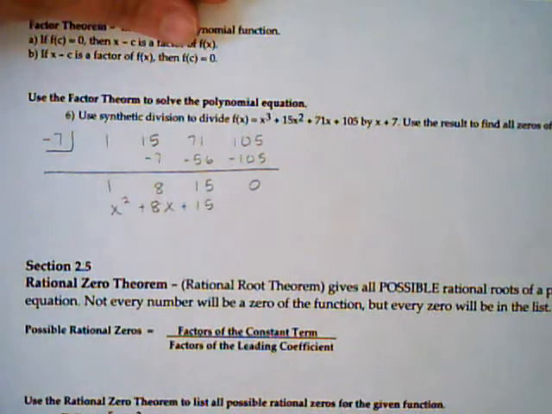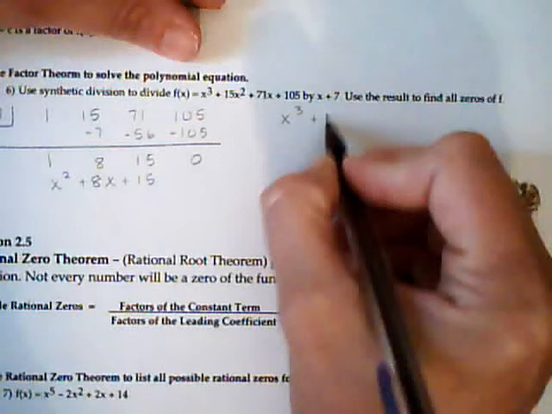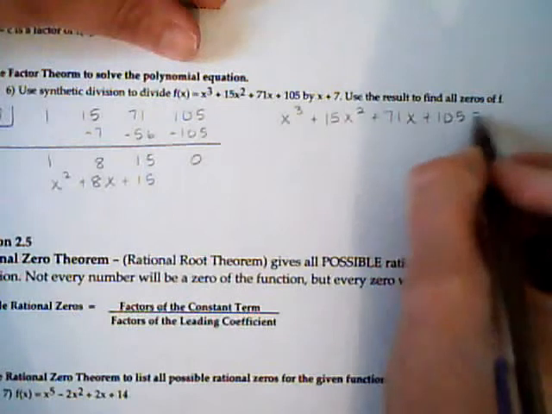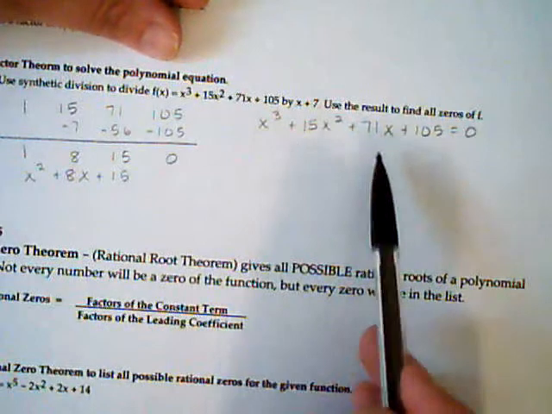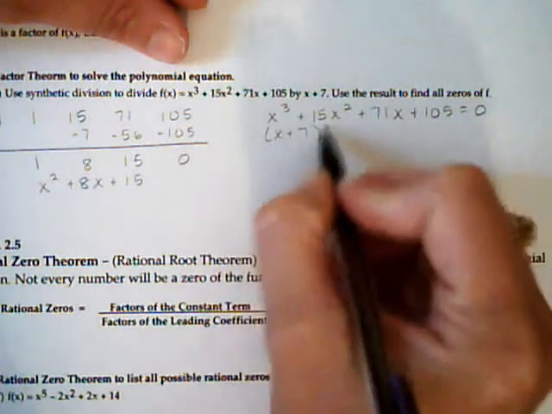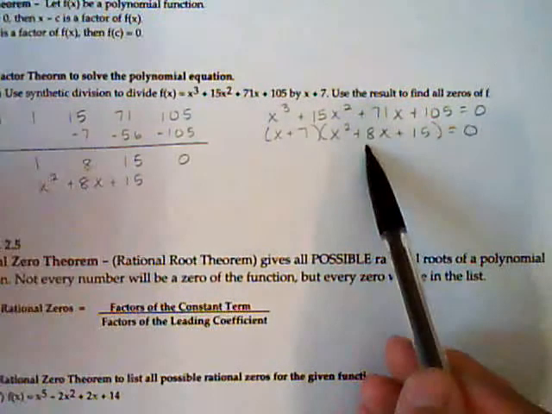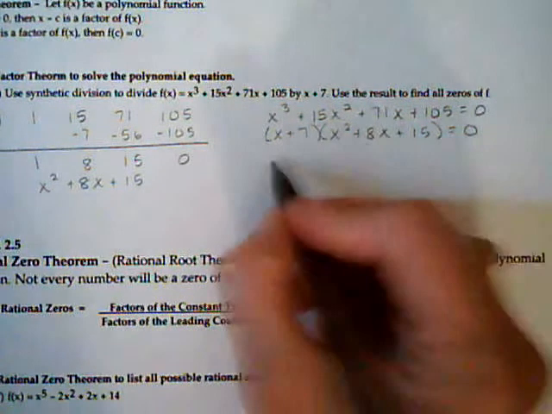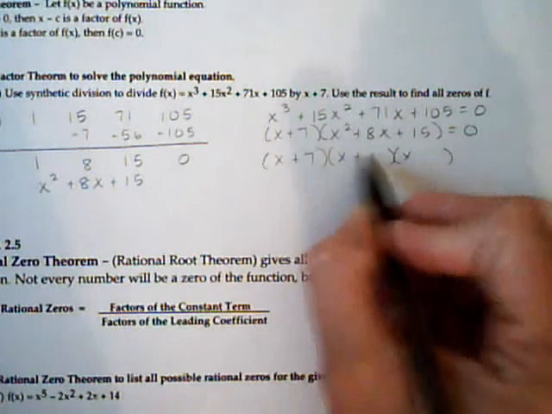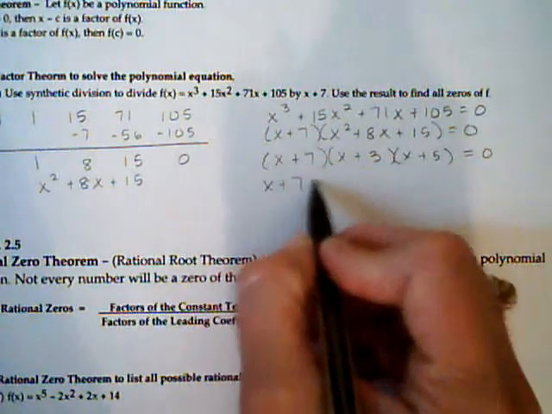is also a factor. So I could take my original polynomial function, and if I wanted to solve it, we would set it equal to 0. But now I can break this down into the product of my two factors, which would be x plus 7 times x squared plus 8x plus 15. And so now I have this trinomial that I can factor pretty easily. If we break this down, it would be x plus 3 and x plus 5. And then I just set each factor equal to 0.